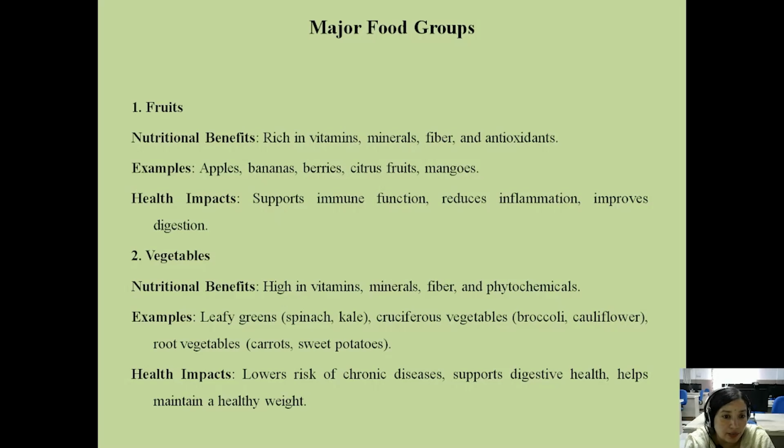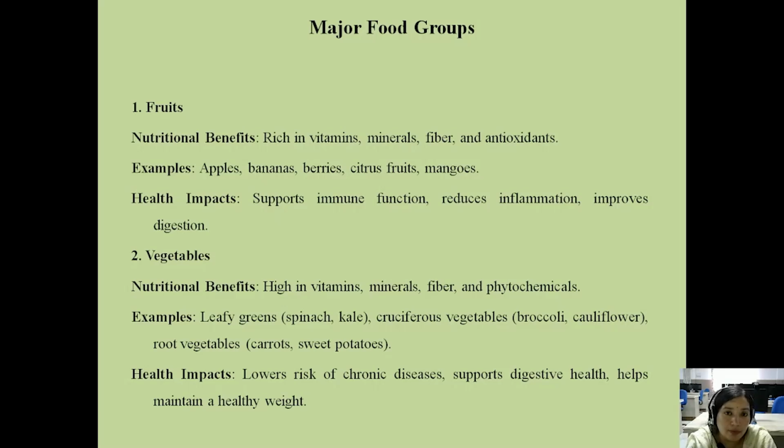Vegetables have certain nutritional benefits. They are high in vitamins, minerals, fibers, and phytochemicals. Examples are leafy green vegetables, cruciferous vegetables, root vegetables, carrots, sweet potatoes, spinach, cauliflower, and broccoli. If you take these vegetables in your daily diet, that gives you lots of energy, vitamins, minerals, fibers, and phytochemicals. Then health impacts: it lowers risks of chronic disease, supports your digestive health, and helps maintain a healthy weight.